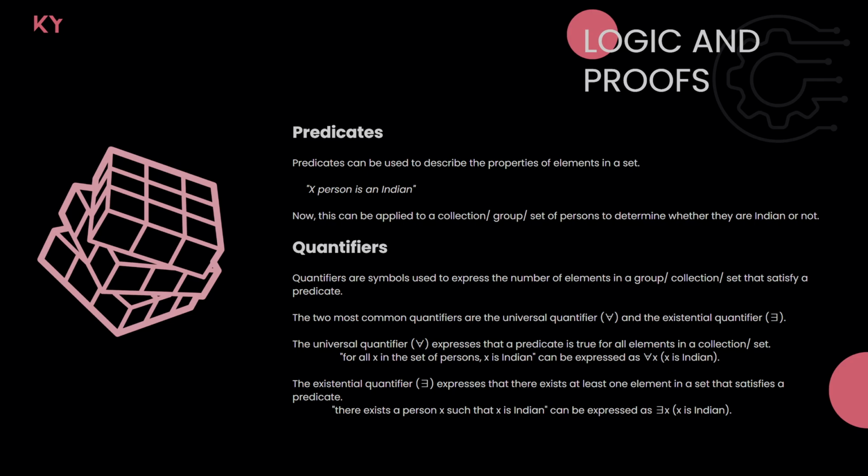Okay, so X person is an Indian. Now this can be applied to a collection, group, or set of persons to determine whether they are Indian or not. It tells that this person from this particular group of people is an Indian. Quantifier. Okay, so you have created a collection. If I put it in really good words, predicates are like a mapping. We are mapping some sort of feature to a particular element. We have taken a person, and what we are mapping is Indian. We are linking him with the Indian database.